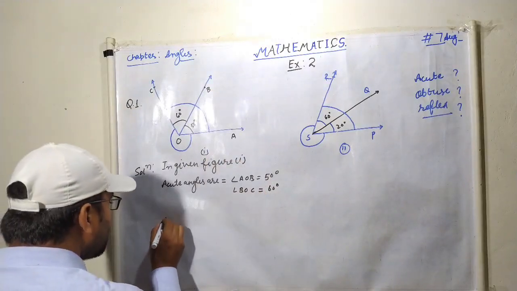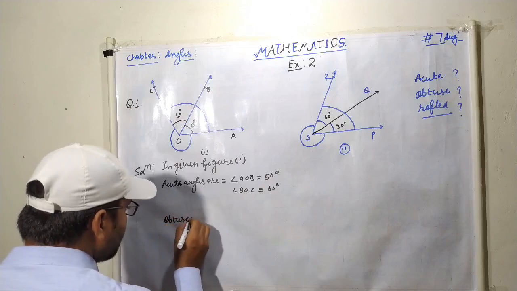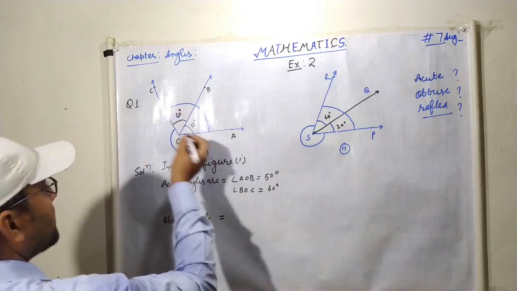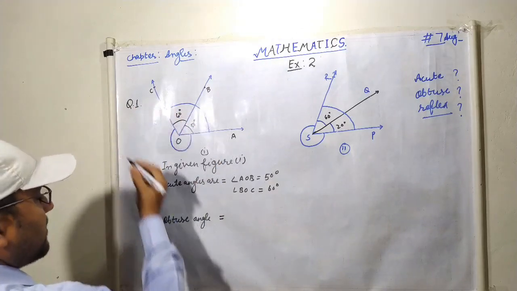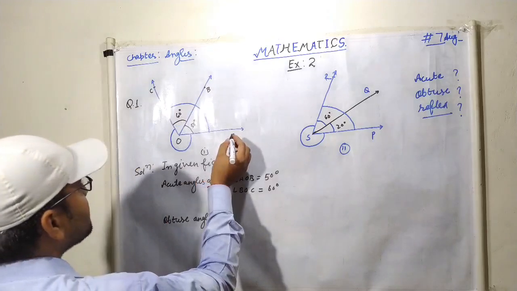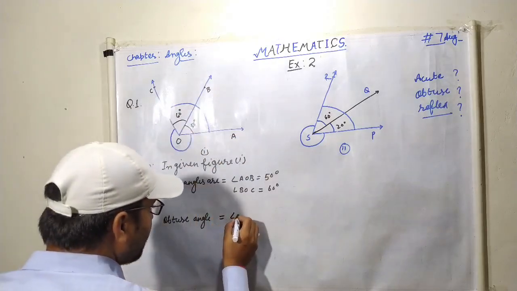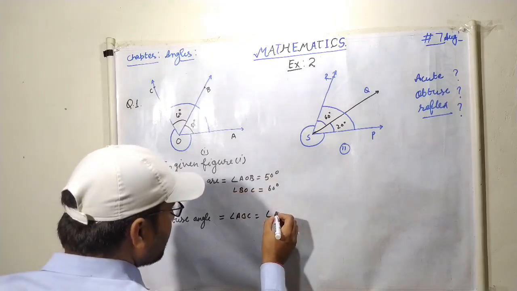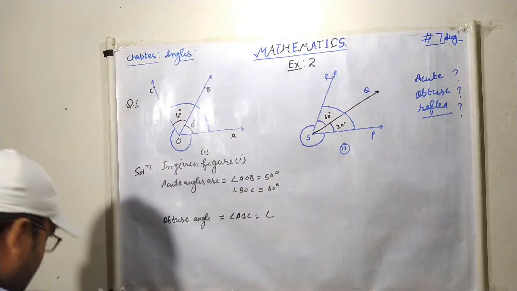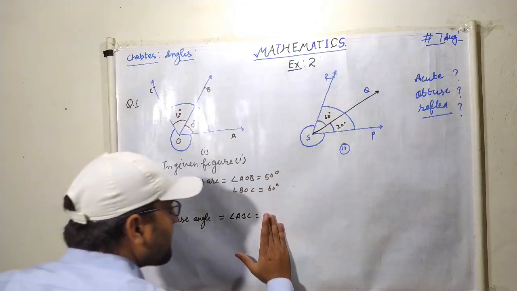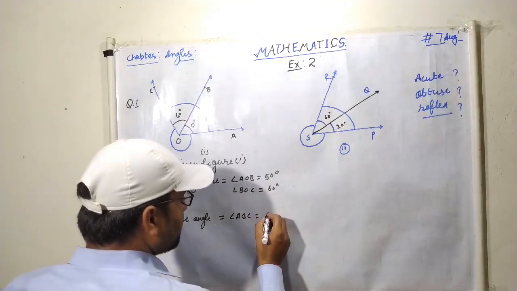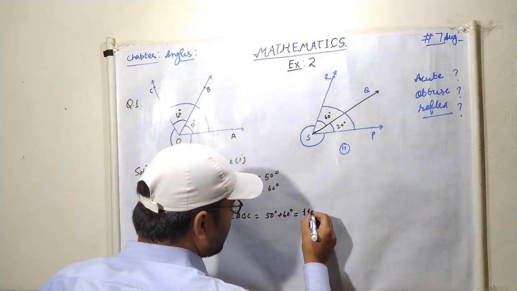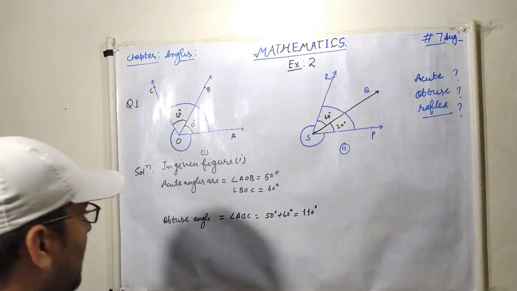Now obtuse angle. There is one angle which is greater than 90 but less than 180. That is the obtuse angle, angle AOC. Angle AOC is equal to the sum of these two angles. Okay, so no need to write this one. 50 degree plus 60 degree is equal to 110 degree. That is your obtuse angle.